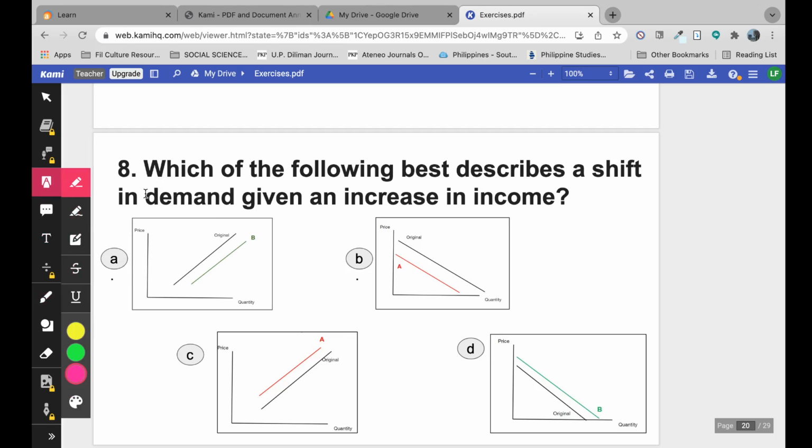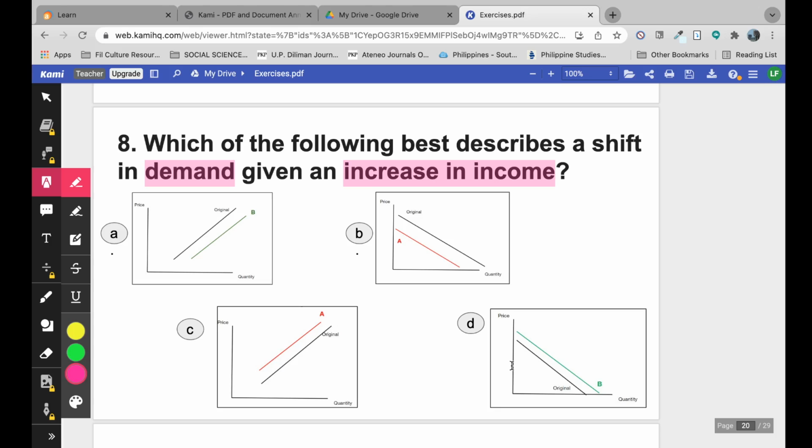So, eto, di ba? Figure out first kung ano yung demand curves dito. And then, tingnan nyo kung ano yung which shows the increase, right? So, if we're looking at it, make sure that it's shifting to the right. Okay, so, A, B, C, and D. Hanapin yung mga demand curves dyan. And then, yung shift to the right. Go ahead. 10 seconds. Or pause the video if you want more time. 10, 9, 8, 7, 6, 5, 4, 3, 2, 1.